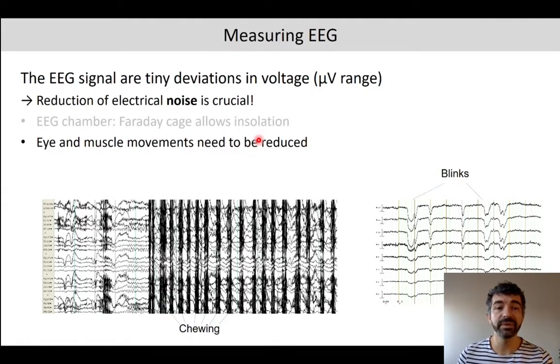Okay, so we've seen that the Faraday cage allows insulation, which is good to reduce electrical noise. But another source of noise is actually still in the cabin, namely the participant themselves. For example, here you can see the EEG signal that we're measuring from one participant. And here you can see this rhythmic, strong signal, which is much larger than the actual EEG signal, which would be maybe something here and here. What this actually is, is a chewing participant. So maybe this participant has chewing gum.